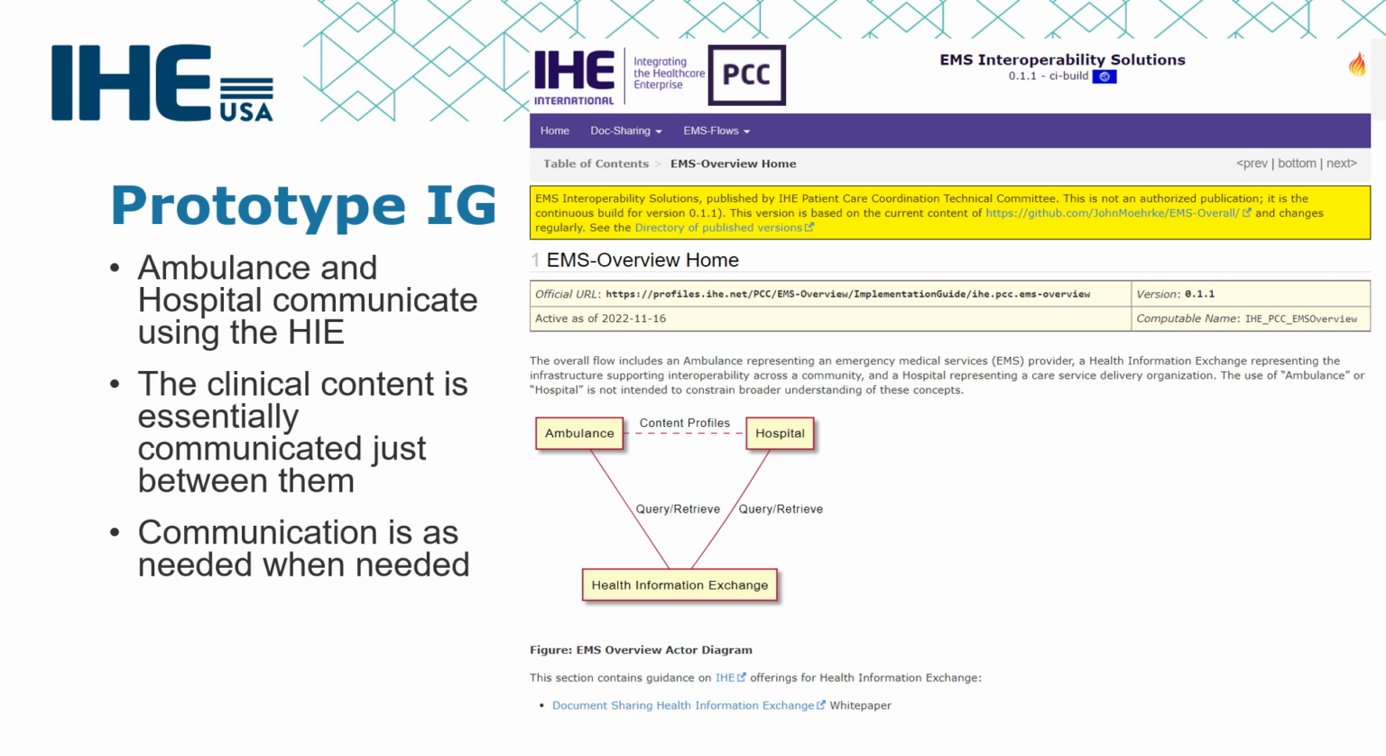Within this, you can see that the ambulance and the hospital are communicating content. They're communicating it through the Health Information Exchange query-retrieve model. And within this publication, there are links to various white papers and such. In this implementation guide, there is a menu, the purple menu, that you can use to get to the pages that I'm going to have more excerpts from, or you could use the next and previous buttons off on the right.